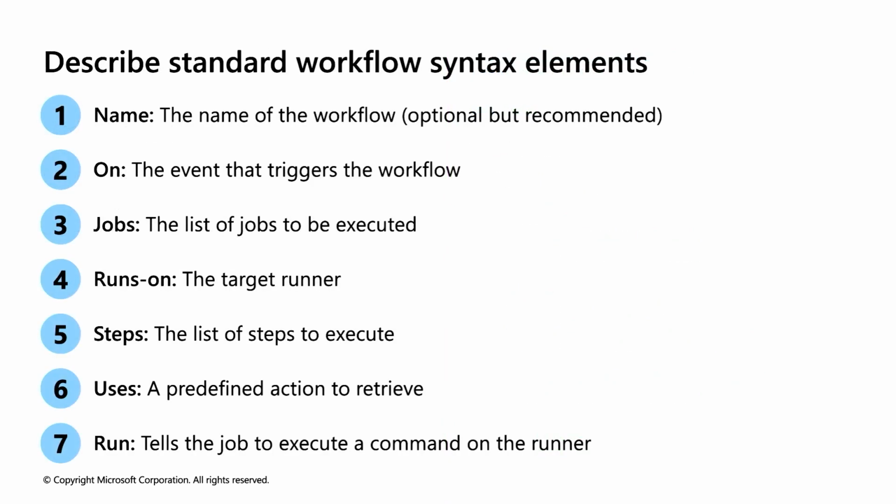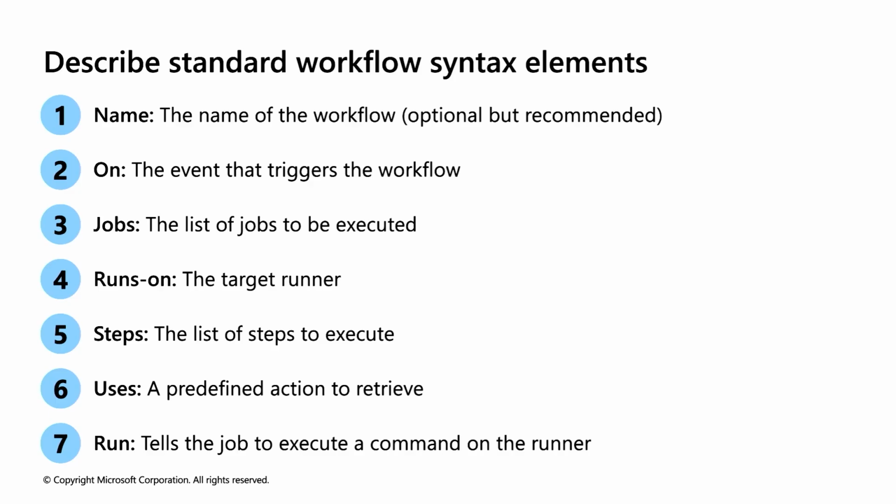In GitHub Actions, workflows are made up of several standard syntax elements that define how our automation runs. At the top, we can give our workflow a name. It's optional but recommended for clarity. And then the on field specifies the event that triggers the workflow, such as code push or pull request, we can put that there. Each workflow contains one or more jobs, and each job defines the environment it runs on using the runs-on field. This is going to tell us what type of machine it runs on.